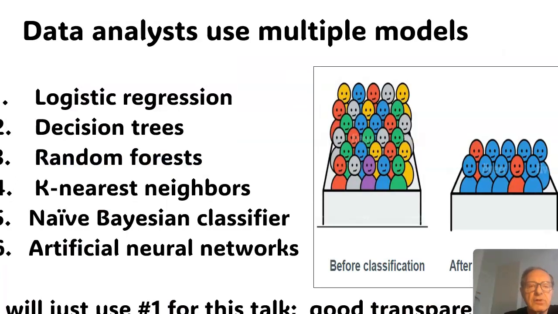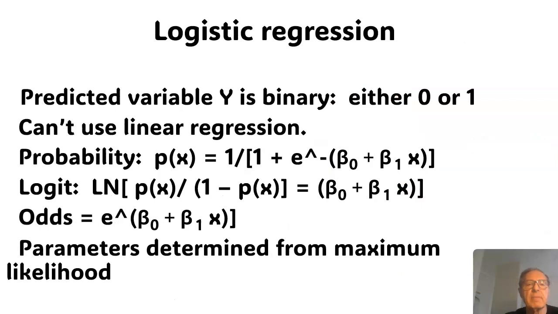Data analysts use multiple models in their work. Here are 6 common models that can be used. I will only use the first one for this because it's got the best transparency. So I want to use logistic regression. I want to predict the variable that is either 0 or 1. I can't use linear regression for that because linear regression would go on infinitely in both directions.